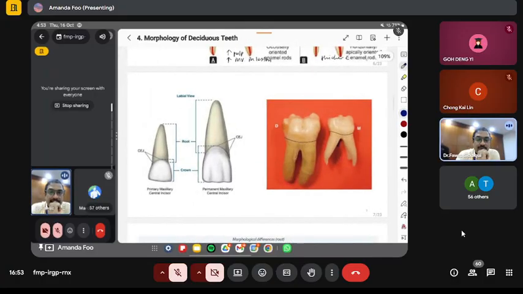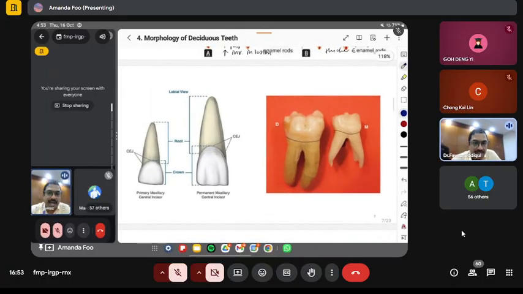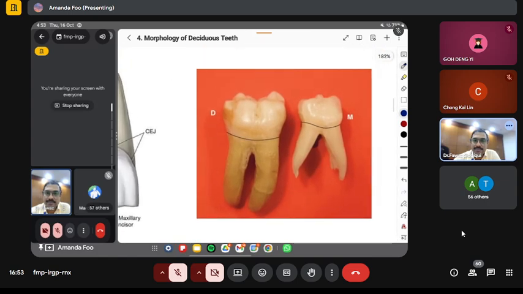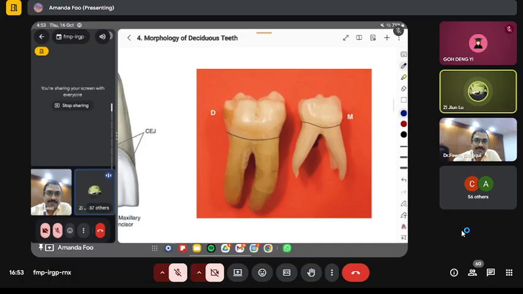Now I'm going to ask you, in the picture D and M, which is the permanent molar and which is a primary molar, D or M? D is the permanent, M is the primary. Okay, so the morphology is very, very clear.